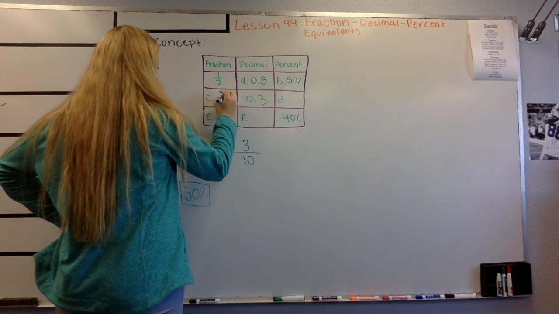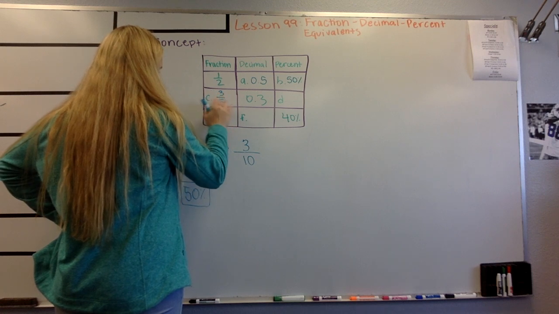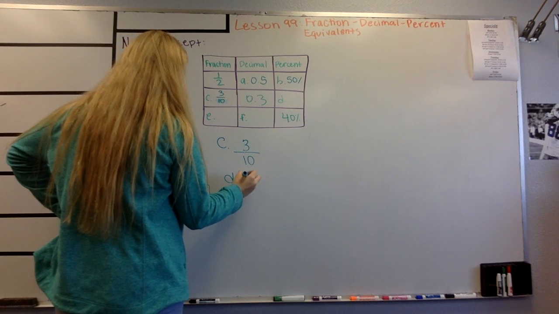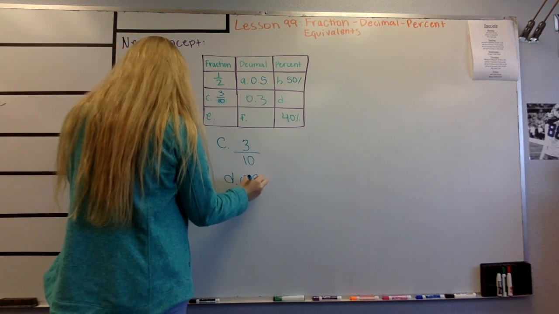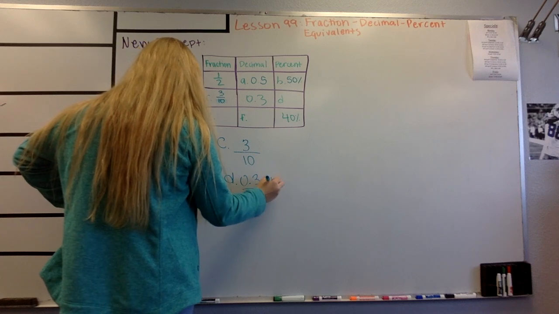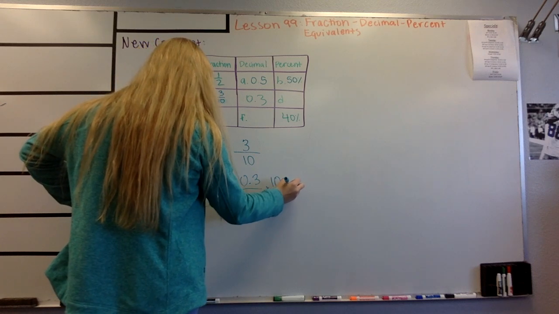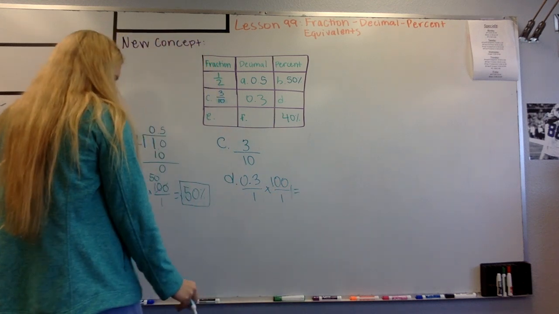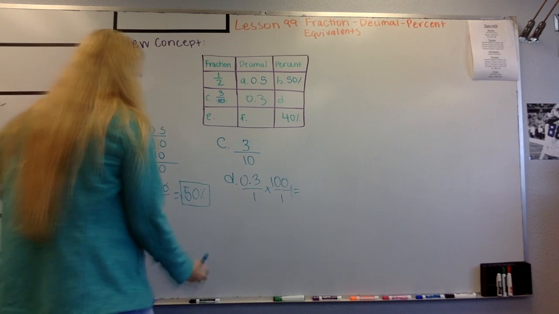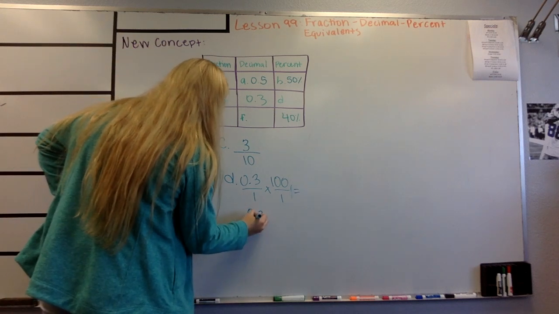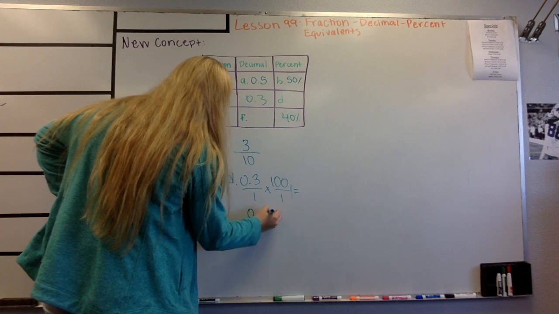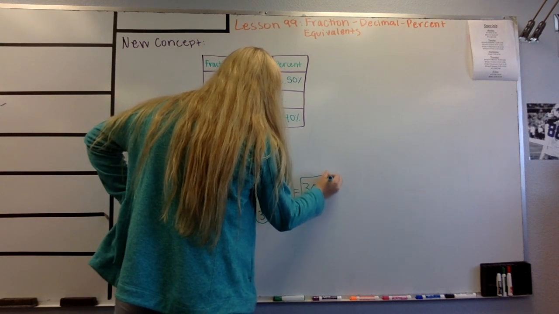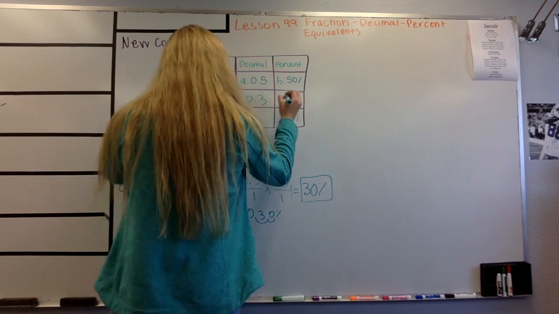Now we have to do our percent. So 0.3 times 100%. Do the mental math. Kaylee's doing it the long way. We do it the easy mental math way. We have 2 zeros, so we move our decimal 2 times. It becomes 30%. Excellent. So that is letter D.